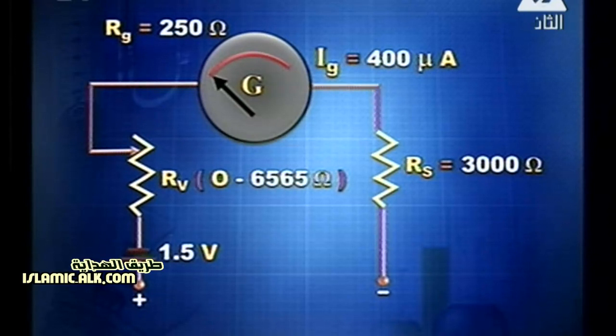So it consists of a microammeter, a galvanometer, having resistance 250 ohm, and gives the full scale deflection for a current of 400 microampere. Also, we have a 1.5 volt cell, a standard fixed resistor of 3000 ohm, and a variable resistance ranging from 0 up to 6565 ohm.